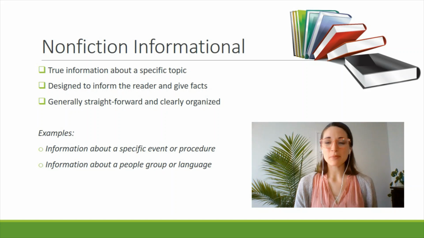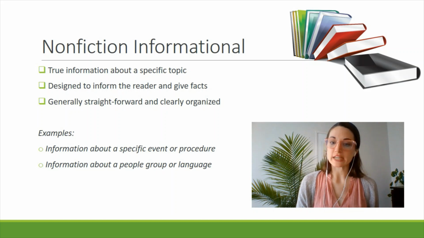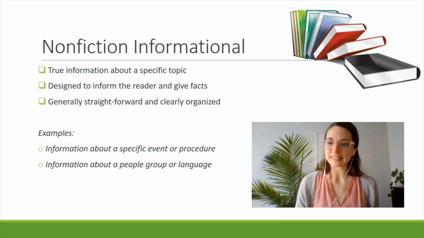A second type of literature that you might see on the GED or HiSET test is a nonfiction informational text. These texts offer true information about a specific topic, and they're designed to inform the reader and give facts. They're generally straightforward, very clearly organized, and not particularly entertaining. Because of their clear organization, they're usually pretty easy to navigate.